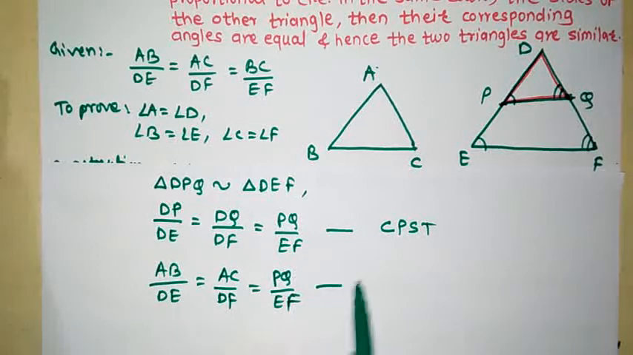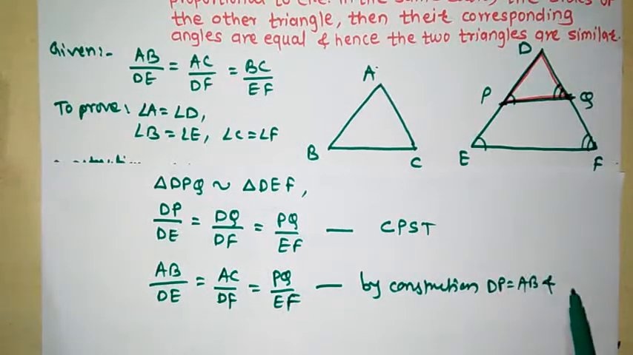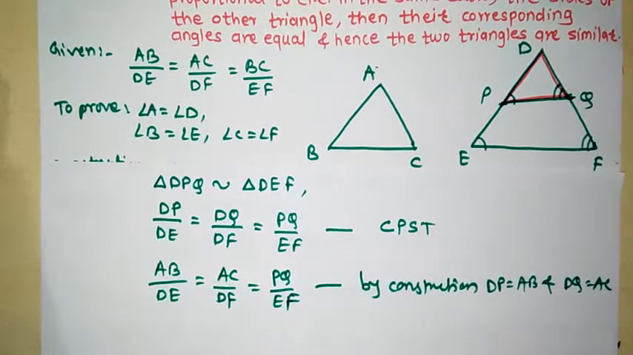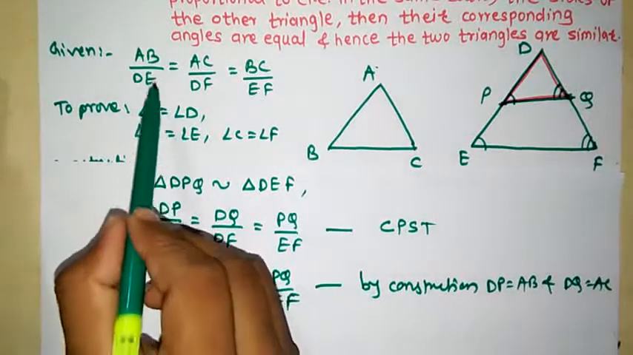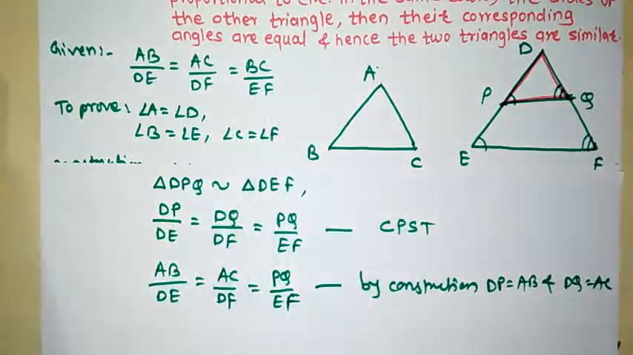What is the reason for it? By construction, DP is equal to AB and DQ is equal to AC. This is our construction. Now see here, what is the given data? Given data: AB divided by DE is equal to AC by DF, which is equal to BC by EF. Can we write this, AB by DE is equal to AC by DF is equal to BC by EF?